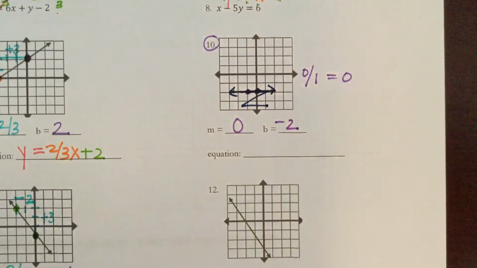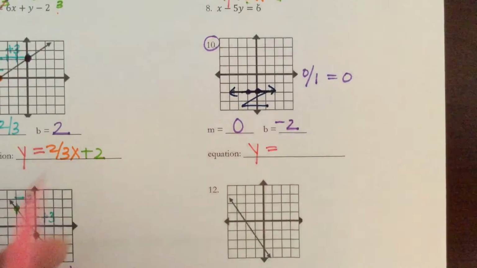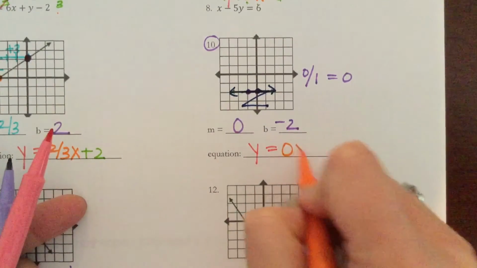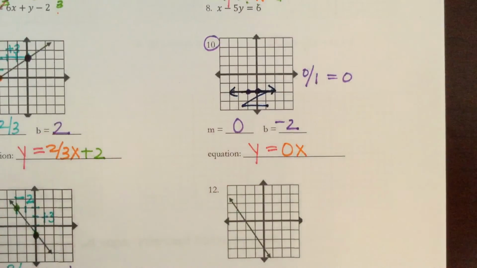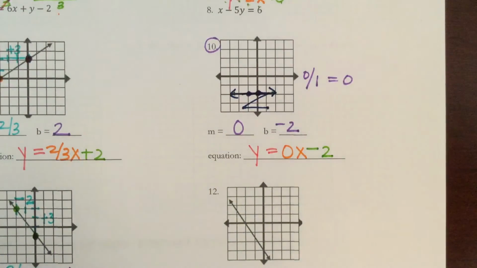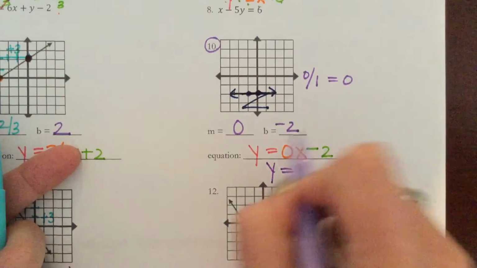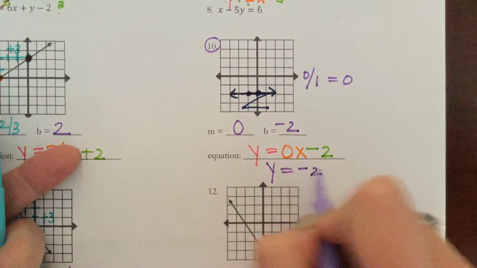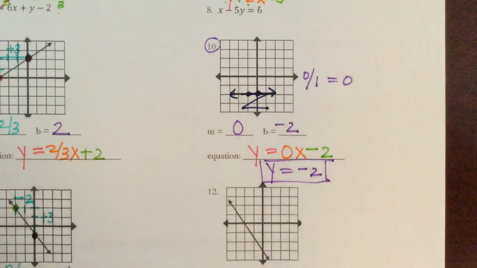And so I'm ready to write the equation. Y equals my slope, which is 0, times x, plus my y-intercept, which is -2. Cleaning this up, I end up with the equation y equals 0 times x is 0, so y equals -2 is the equation of that line.